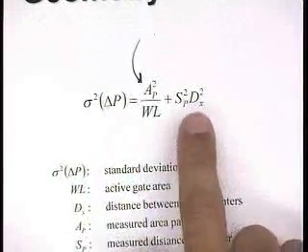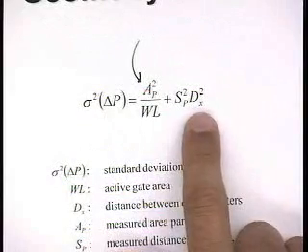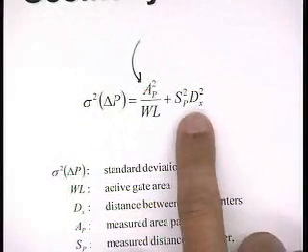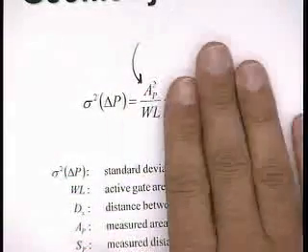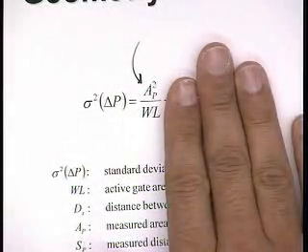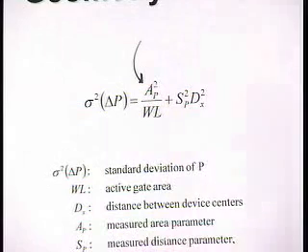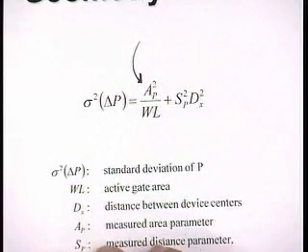The second term here, dx, is the distance between the devices. Usually the distance is small enough that this effect is not so important. So this is really what dominates for the most part. It's that simple. If you want to improve the mismatch, make your devices bigger.